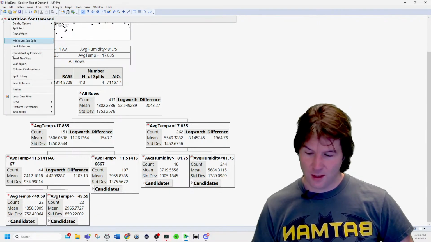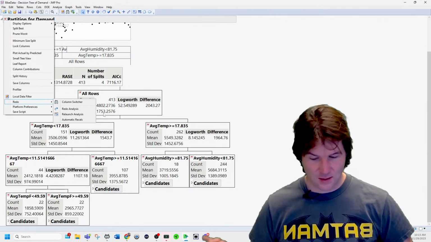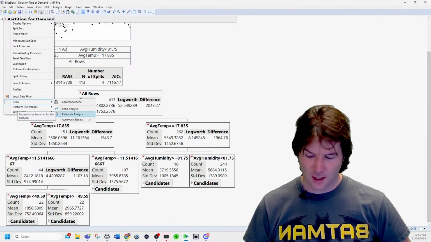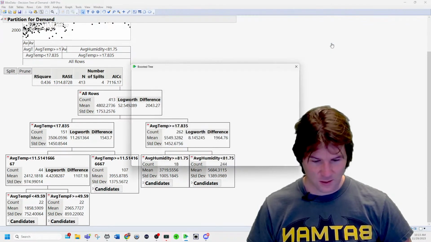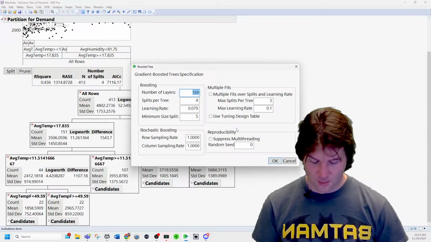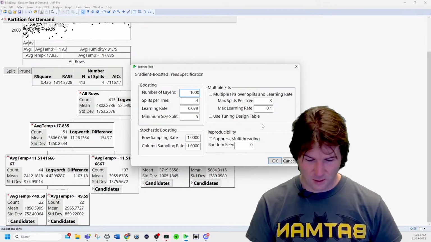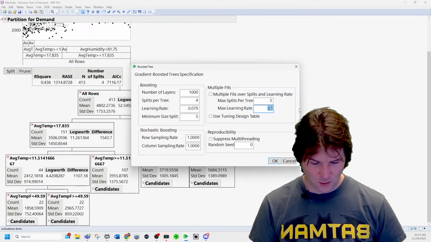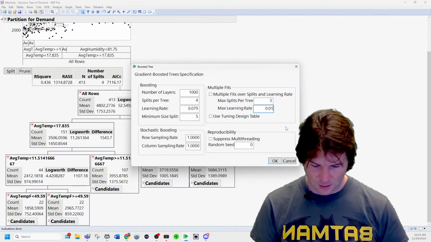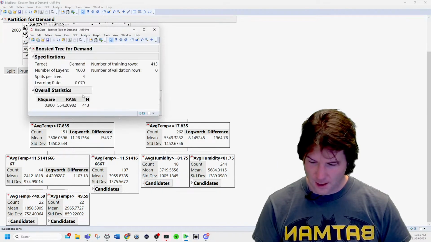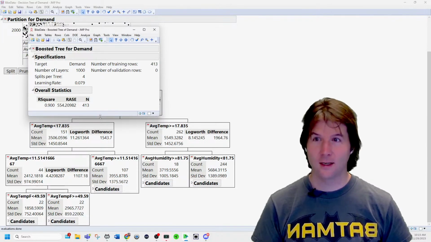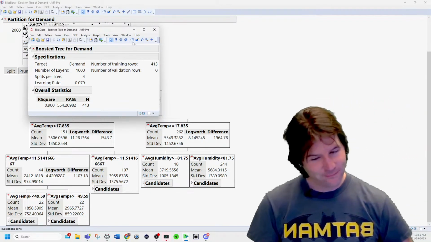Now, if you want to go really crazy and go to advanced analytics, because this is modern analytics, relaunch analysis, we want to go down here to a boosted tree. That's where it gets crazy. Number of layers, 1,000. That's good right there. Max split. Learning rate. Let's go to slower learning. The shrinkage parameter. And let's run this right here. And now we have an R-squared of 90%.